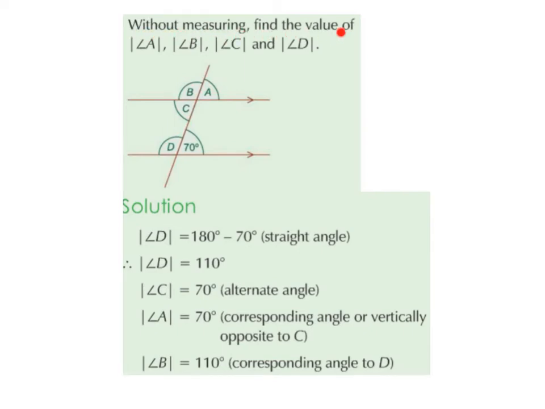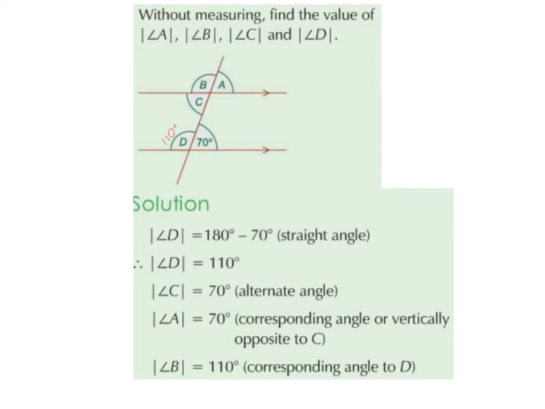Without measuring, find the value of angle A, angle B, angle C, and angle D. So let's start off with angle D. Well, angle D and angle 70 are on a straight line, and angles on a straight line add up to 180 degrees. So 180 minus 70 will leave us with angle D. So 180 minus 70 is 110 degrees. So angle D is 110 degrees.